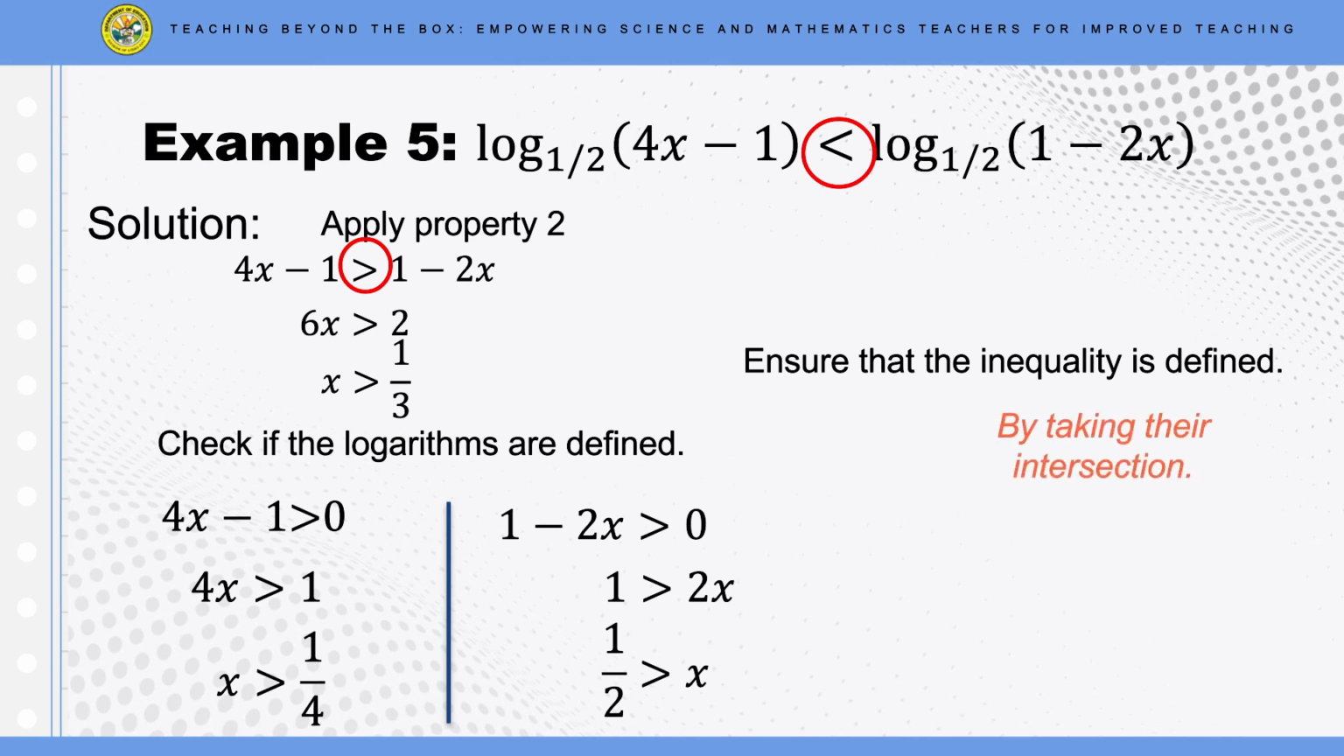Now ensure that the inequality is defined by taking their intersection. So take note that we have x must be less than 1 half. Here we have x must be greater than 1/4. And when we solve the inequality, we have x must be greater than 1/3. Therefore, the solution is when x is greater than 1/3 but less than 1 half.